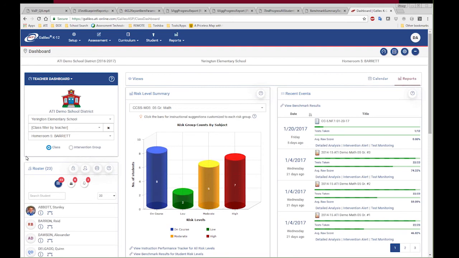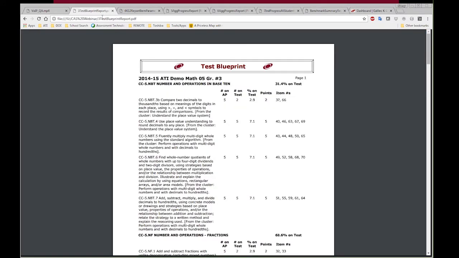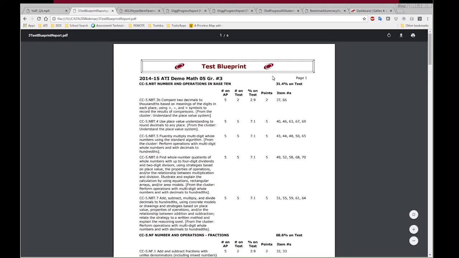But the very first thing teachers are going to want to know before they start testing their students is what standards are going to be evaluated on the benchmarks that were built by the folks here at ATI that my students are taking as benchmarks. And we have a couple of reports that you can access. One is the test blueprint report, which actually shows what the content areas are for this 5th grade math test.